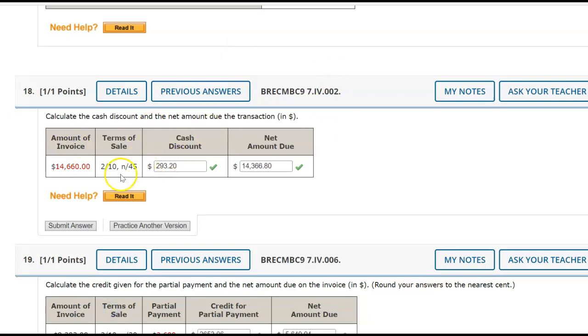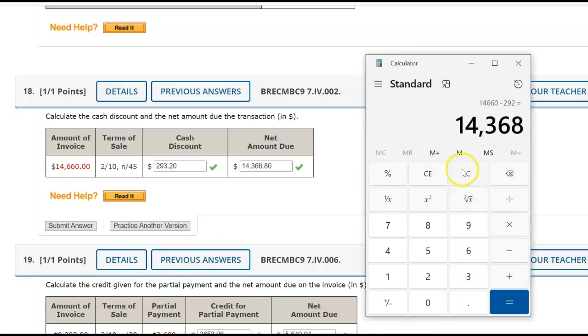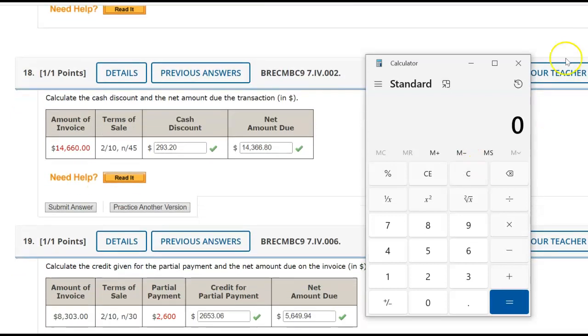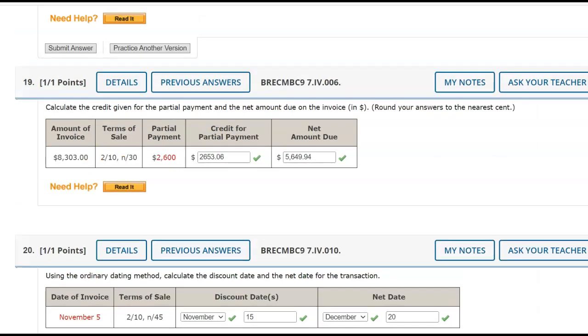Okay, so 0.02 times the amount of the invoice. So we're going to do 14,660 times 0.02. So your discount is $293.20. Now to calculate the net amount due, you take the amount of the invoice, which is 14,660, minus the cash discount of $293.20. So the net amount due is $14,366.80. All right, looking at the next one.